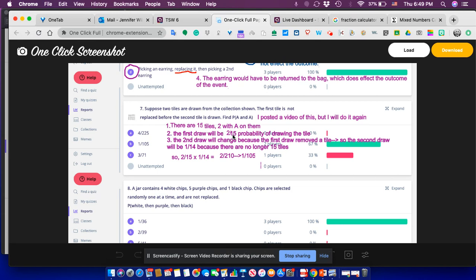The first draw would be 2 out of 15 as the probability, the 2 A's against all the other letters. But the second one, you have to drop down to 14 because there would be 1 A left over 14 tiles because one of them's been removed. So you take the 2 over 15 times 1 over 14, and you get 2 over 210, which can be reduced. Therefore, it's going to be B.